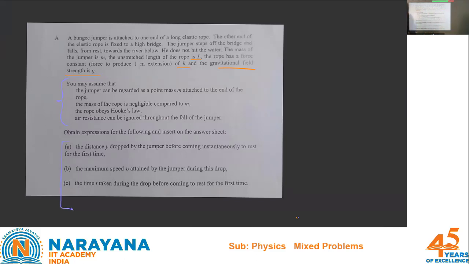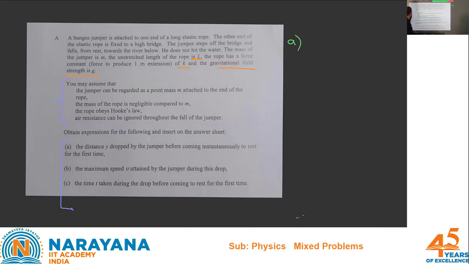The distance fallen by the jumper before coming instantaneously to rest for the first time. The maximum speed attained by the jumper during his drop. And the time taken during the drop before coming to rest for the first time. So just try to write these results. I'll go through them quickly. Look into A.